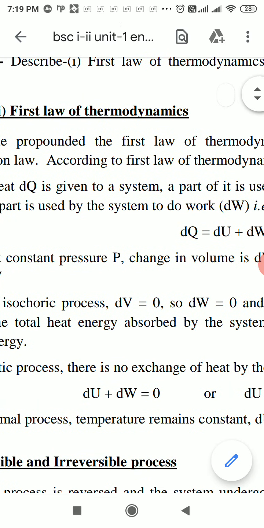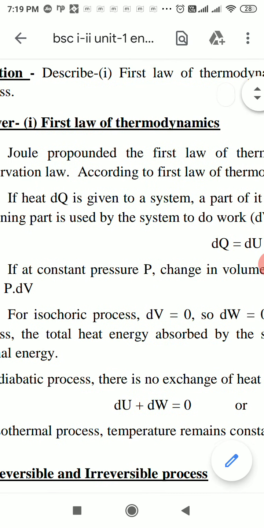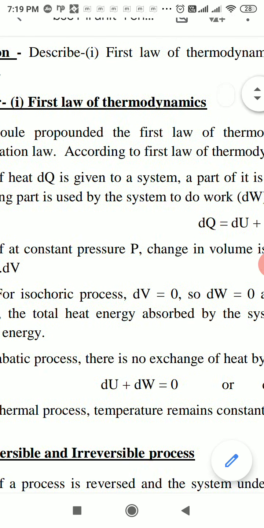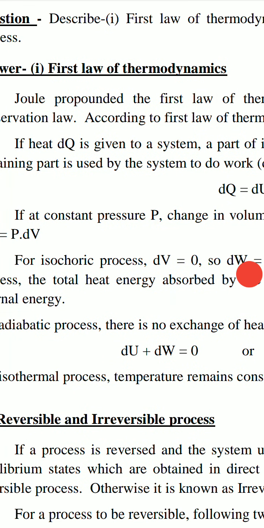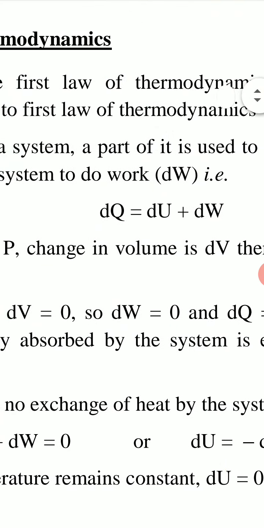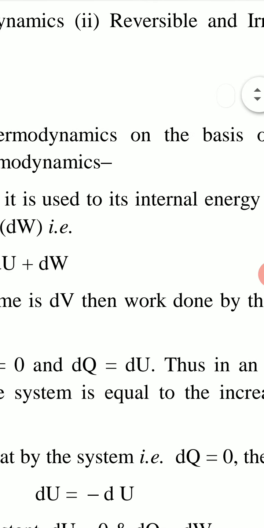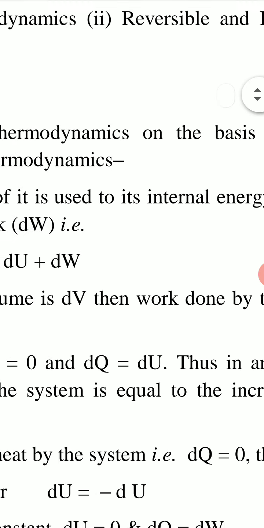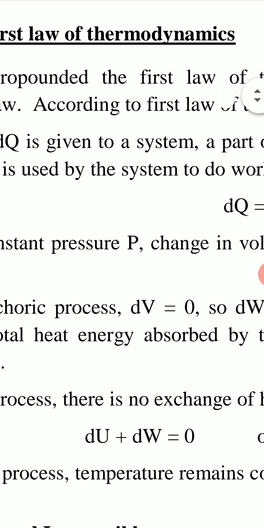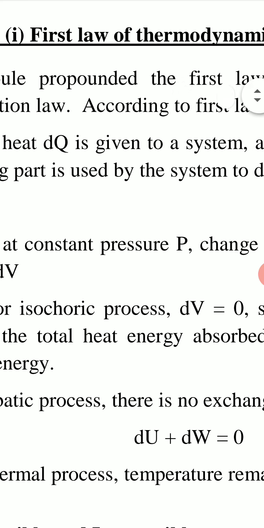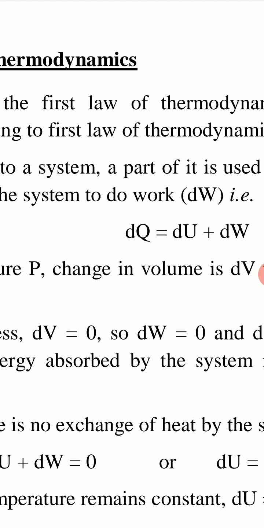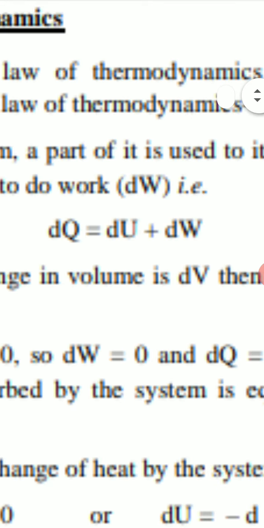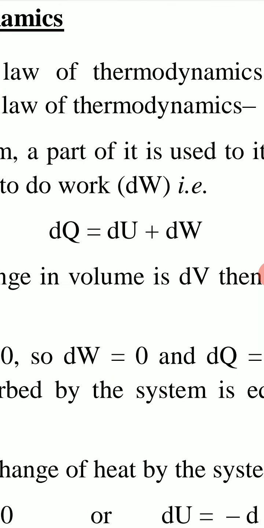First law of thermodynamics was propounded by Joule, and according to this law, if heat dq is given to a system, a part of it is used to increase its internal energy du and the remaining part is used by the system to do work dw. That is, dq equal to du plus dw.